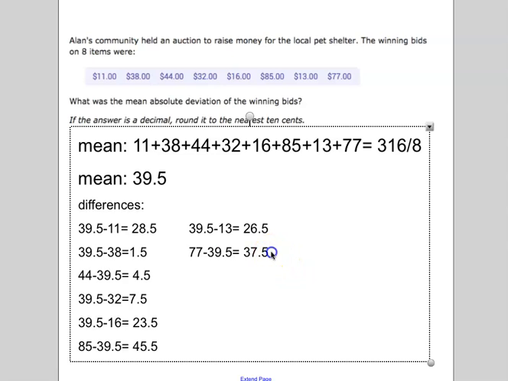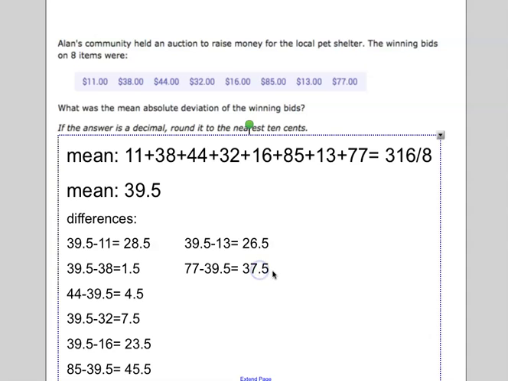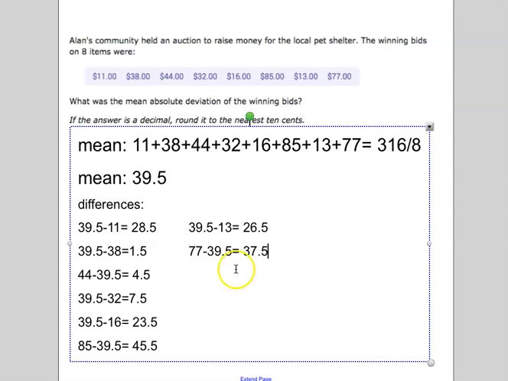When you add all the differences, you should get it to be 175. And then you take 175 and divide it by 8. And you can round to the nearest tenth. So it became 21.88, but to the nearest tenth is 21.9. Okay, so mean absolute deviation, we find the mean, then we subtract each point from the mean, and then we take the mean of that.